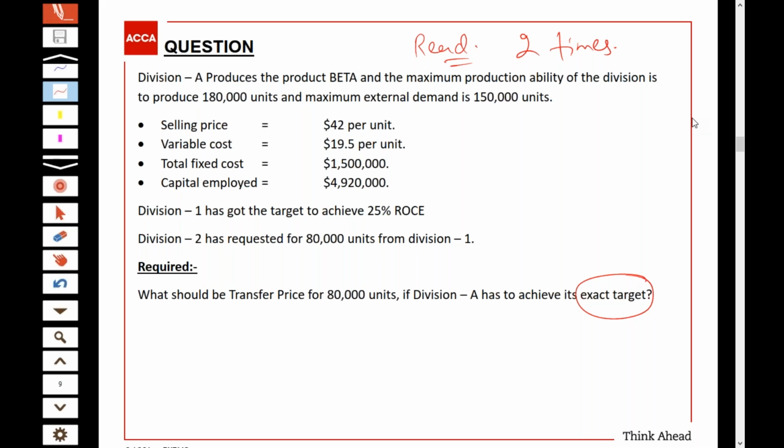Okay, now students, I am reading this question and just note here: what should be the transfer price for 80,000 units if division A has to achieve its exact target? Division A produces the product beta and the maximum production ability is 180,000 units, and maximum external demand is 150,000. Now, the division has got that target to achieve 25% return on capital employed.